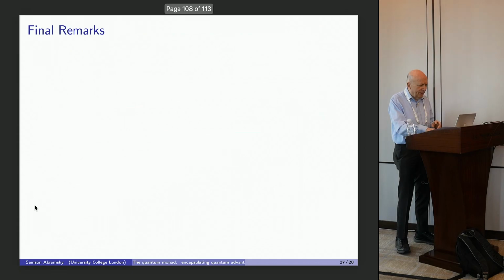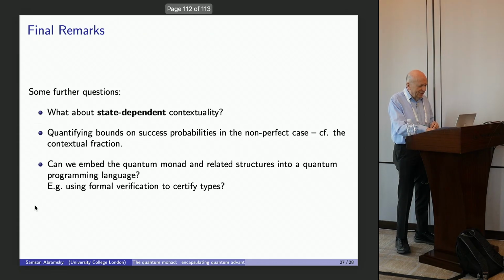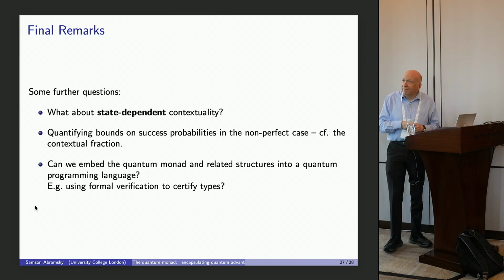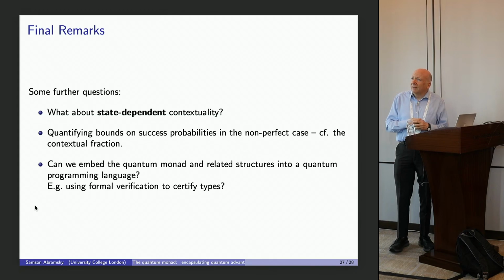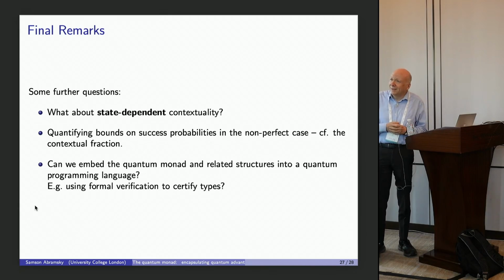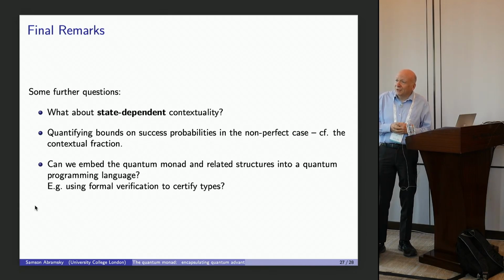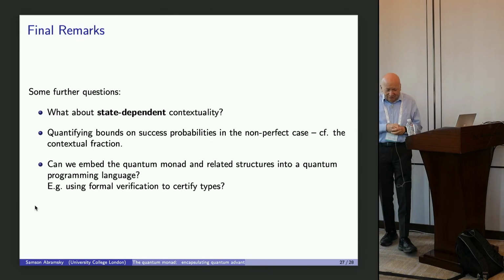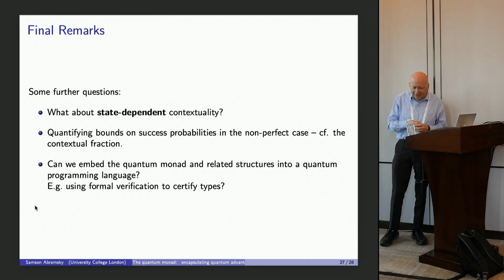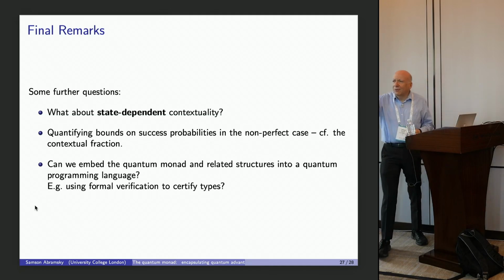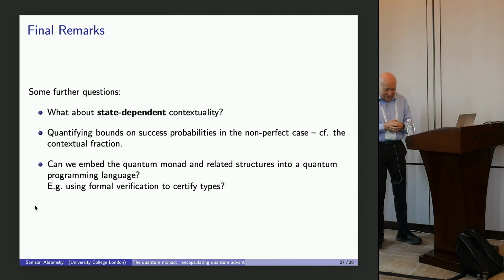Okay, so just to finish up, there are, of course, various things that one would like to take further. We mainly talked about state-independent contextuality, but there's the whole world of state-dependent contextuality. We talked about perfect strategies, but it would be interesting to look at the non-perfect case and quantifying bounds on success probabilities. And since we have a well-developed theory of quantifying contextuality with measures such as the contextual fraction, that should be applicable here.